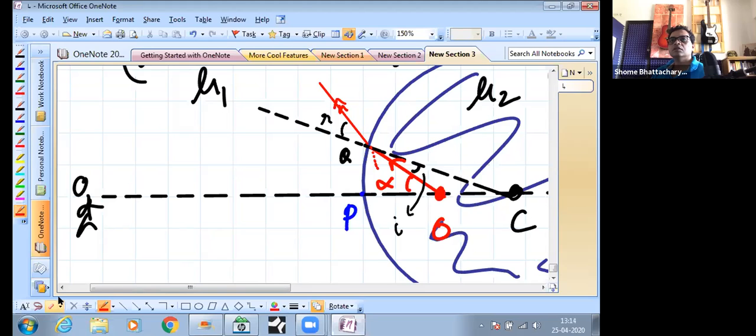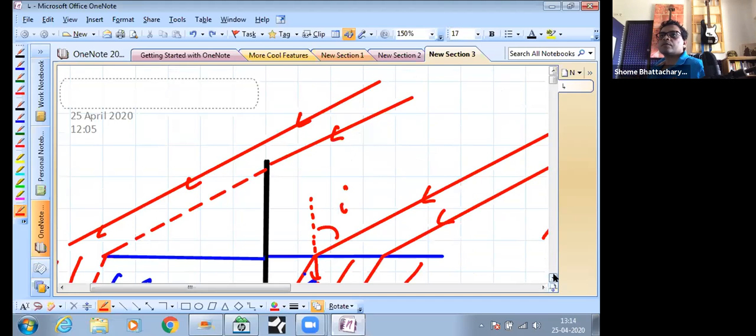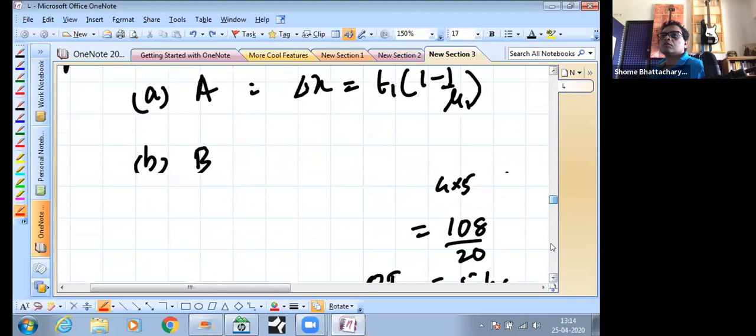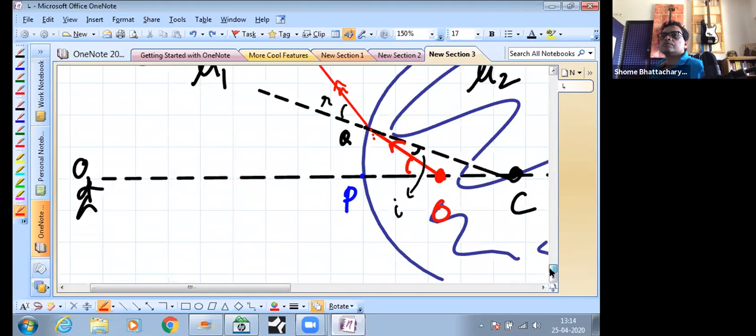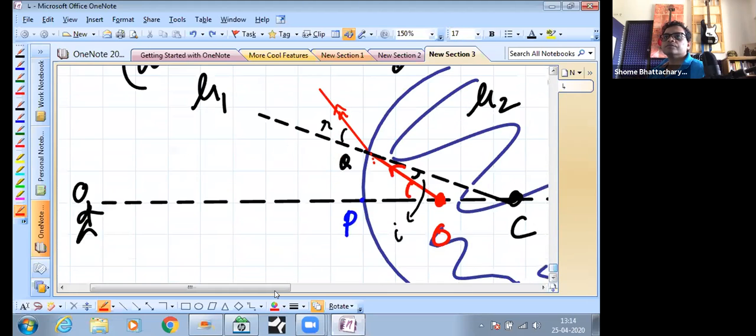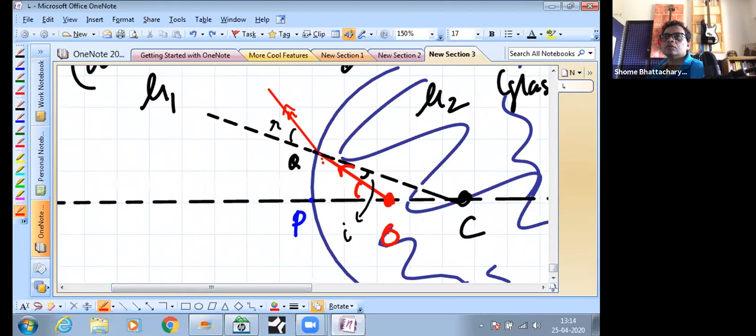Let me just clear out some space here. So the refracted ray I'm producing back now, this refracted ray produced back is meeting the principal axis here. So this is the image that you're seeing. Again in my diagram, I will label some angles. This angle I'm labeling as gamma. This angle I have already labeled earlier as alpha. And as usual, this angle here I'm labeling as beta.